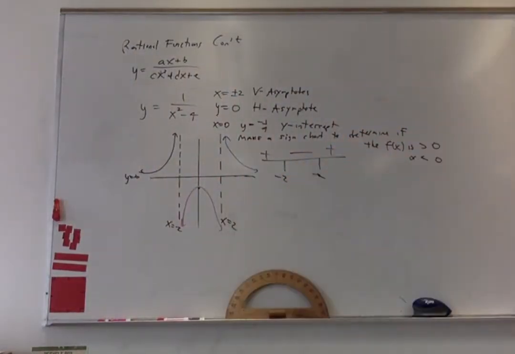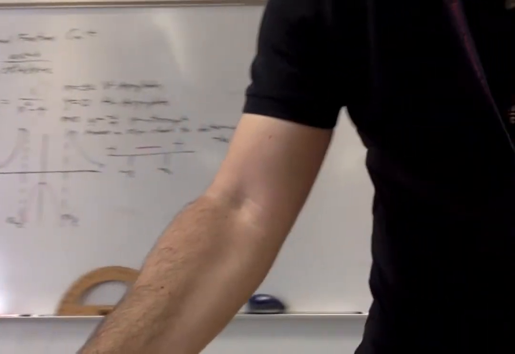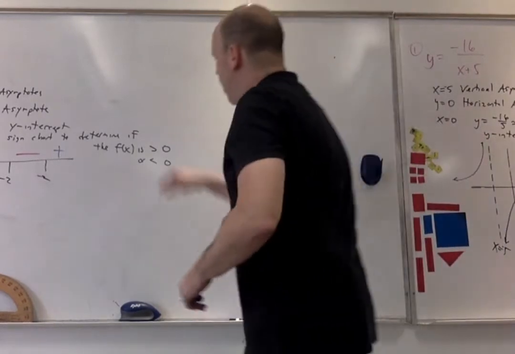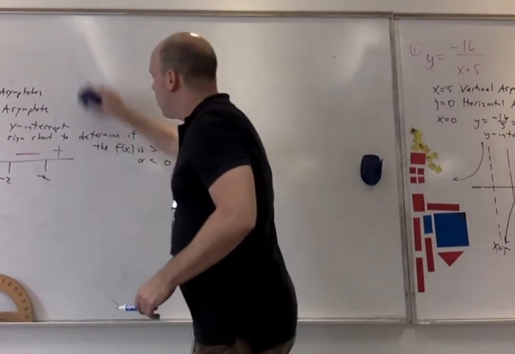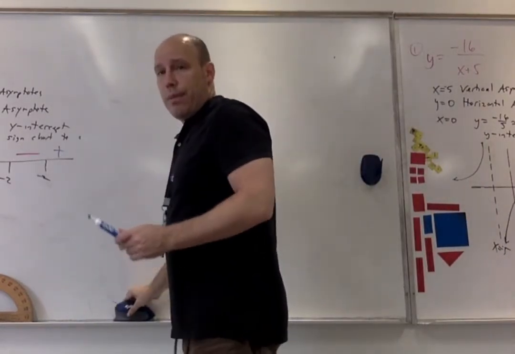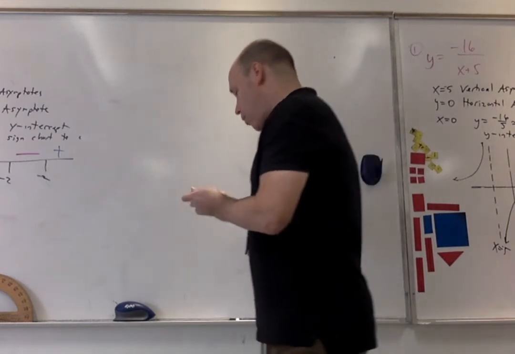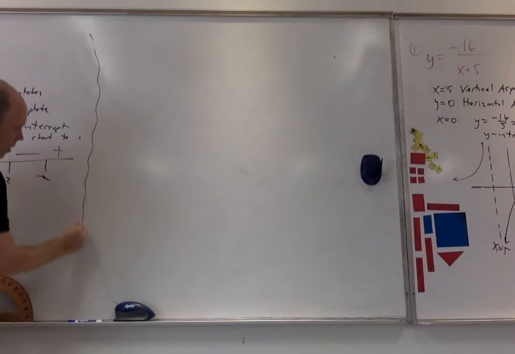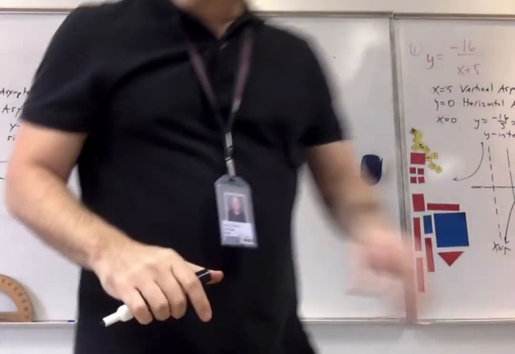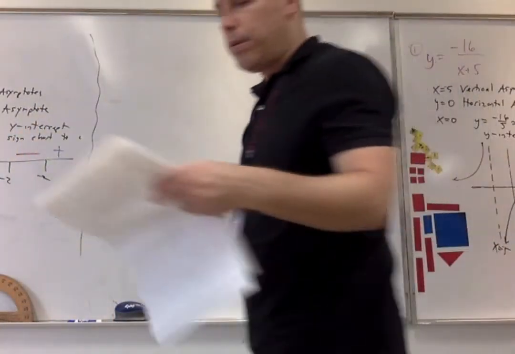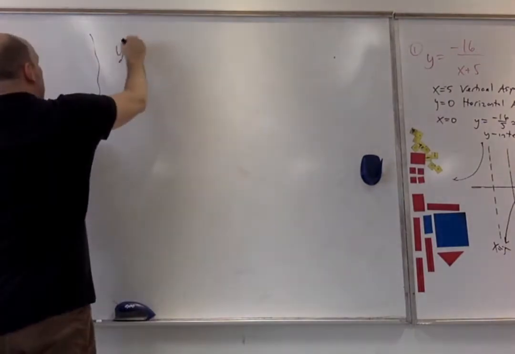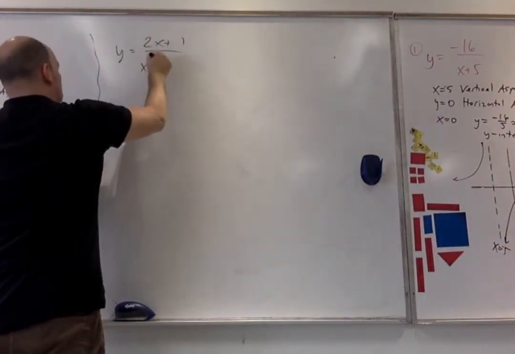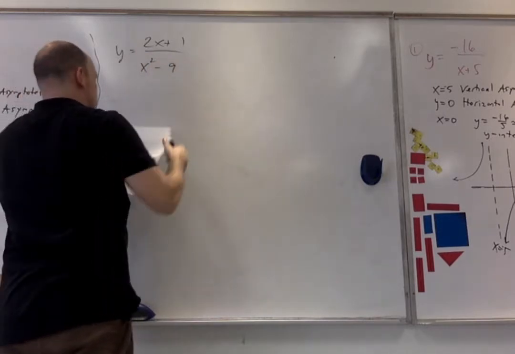So now we're going to put a linear over this. And this is where we're going to talk about asymptotes and zeros. I'm erasing this because I need the space. Let's start over again. What did I say the example was? I said the problem was y equals 2x plus 1 over x squared minus 9.